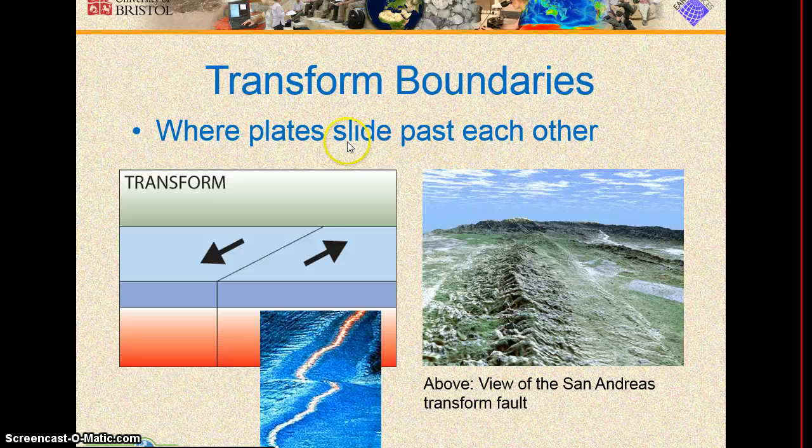Transform boundaries. An example of a transform boundary is the San Andreas Fault in California. This is the one where part of California is sliding north, the other is sliding south. And these are what form earthquakes. Earthquakes in California are formed by transform boundaries. Now, I want you to go ahead and write this, and I want you to add to this, earthquakes occur here. So write transform boundaries where plates slide past each other, and write earthquakes occur here.